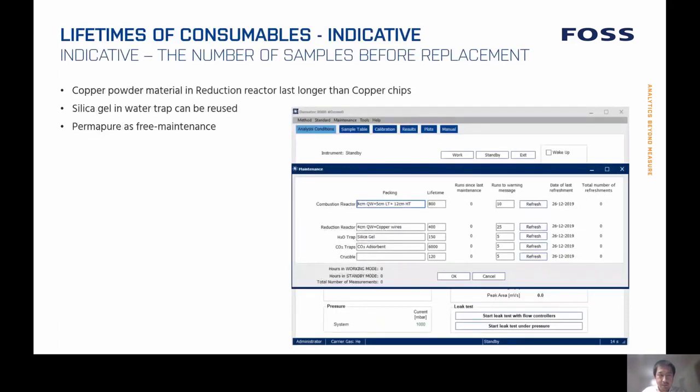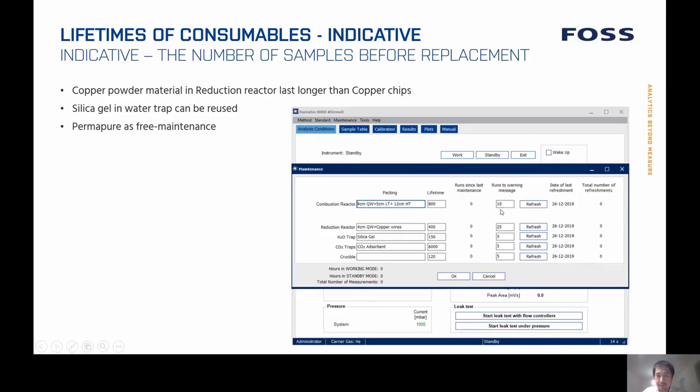And the lifetimes of consumables in the maintenance information are indicative. You can see all the lifetime information in the software interface for maintenance. The software automatically counts how many runs you have done since the last maintenance, so there will be numbers showing here. And you can define when the software gives you the warning message.